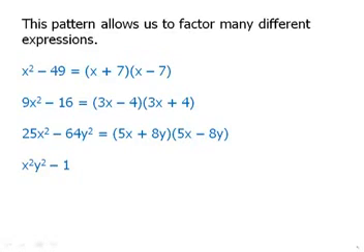Finally, x squared y squared minus 1. x squared y squared, that would mean that a equals x times y, because x times y would be x squared y squared. And of course b would be 1, so this will factor into xy minus 1 times xy plus 1.